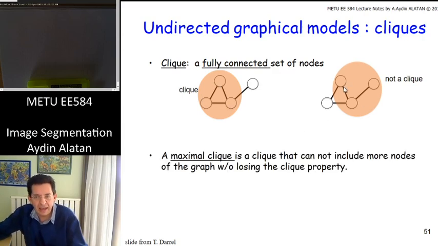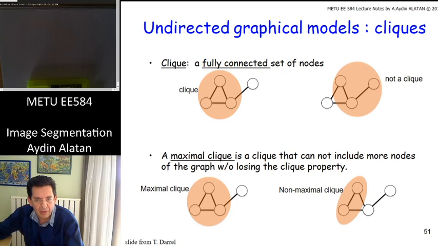A maximum clique is the maximum number of nodes without losing the clique property. This is a maximum clique. This is not a maximum clique because these two can go to a third one and obtain a larger clique. Therefore, this is the maximum clique. But I cannot go to the fourth one because this is missing. This is also missing between them. Therefore, they do not have a 4-clique. The maximum clique of these things is 3.